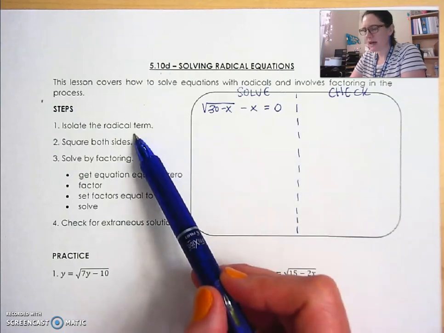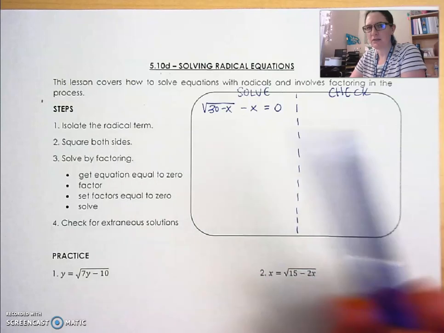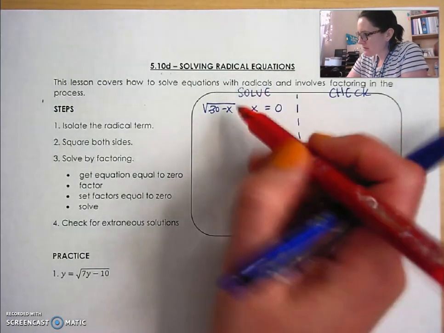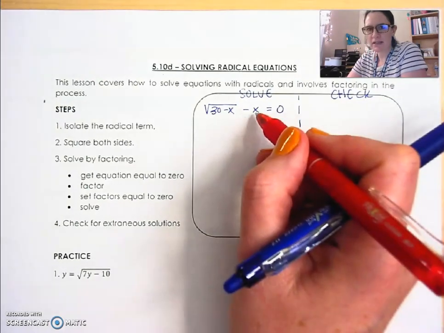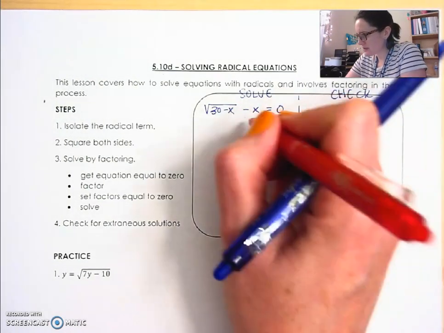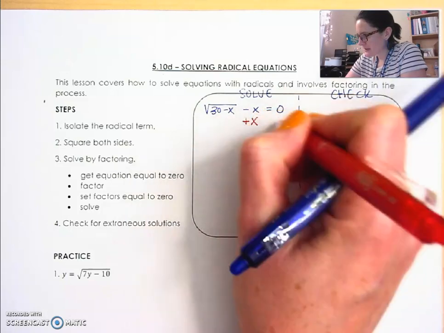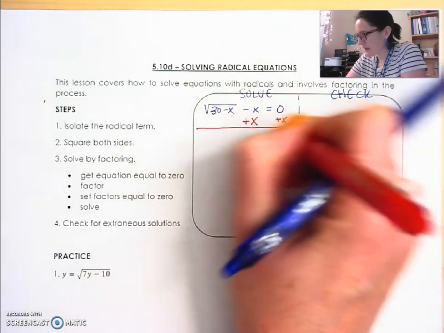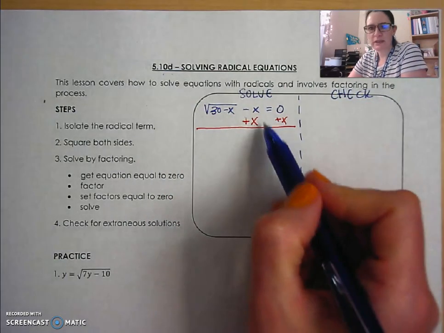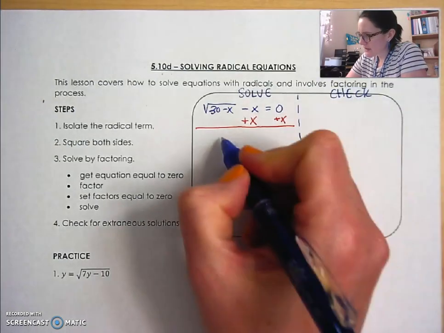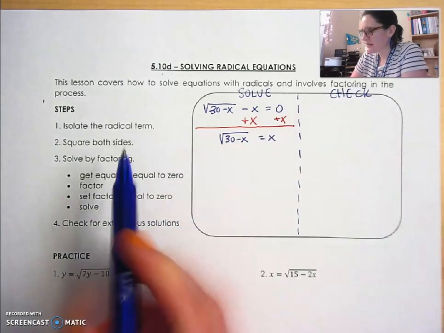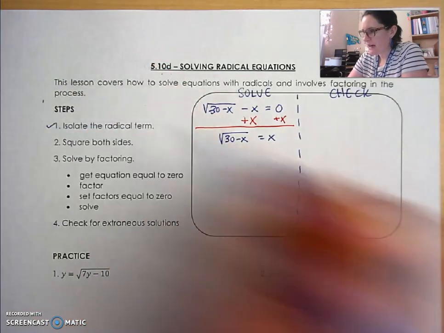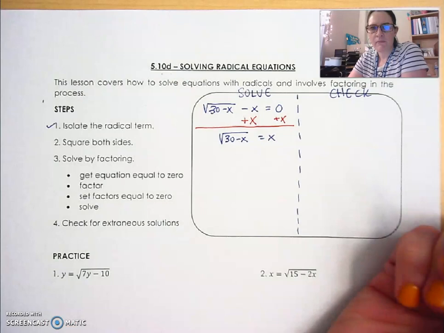Our first step is to isolate the radical term, meaning get it by itself. So my radical term is just the square root part. Outside it has a minus x. So to isolate the radical, I need to move this negative x over to the other side by adding, or doing the opposite. So then I have the square root of 30 minus x equals x. So I have done step 1, isolate the radical term.